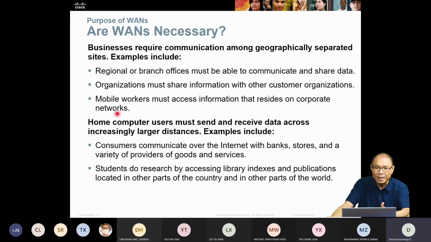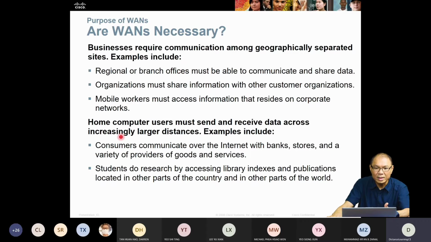Okay, and also, for example, if I'm a mobile worker, so now imagine in a lockdown and I'm stuck in maybe one country, maybe in Japan. I cannot come back to Singapore. And I need to access information that is located somewhere else in the world. So the only way for me to do it is to connect via a wide area network. All right. So that's why, even though a wide area network would involve some form of cost that you need to pay to the service provider, okay, it is a necessary cost.